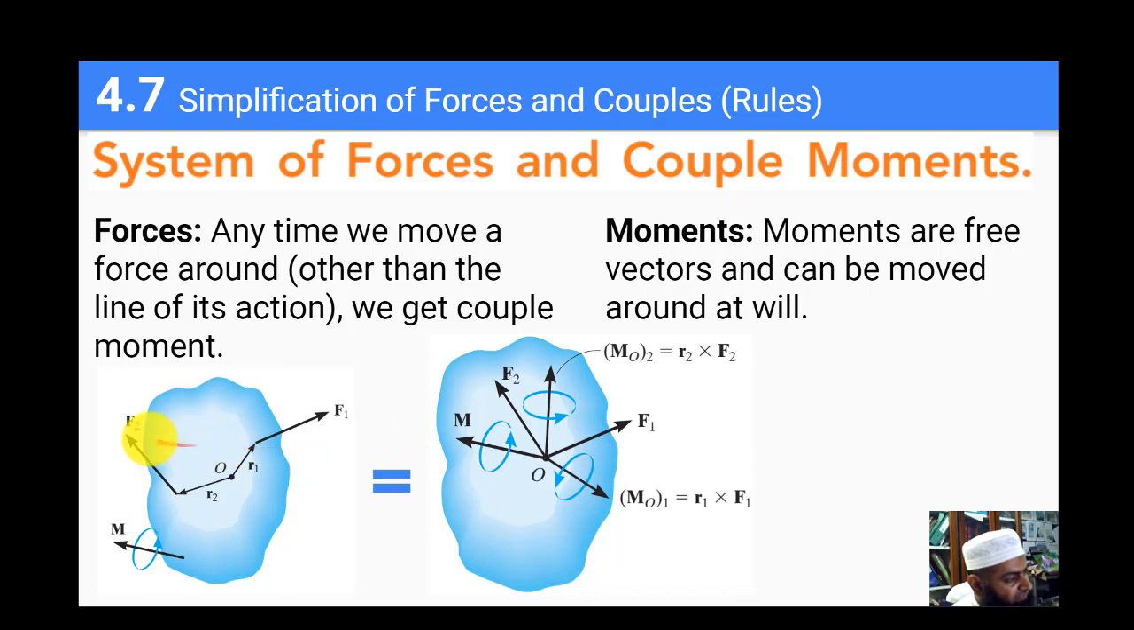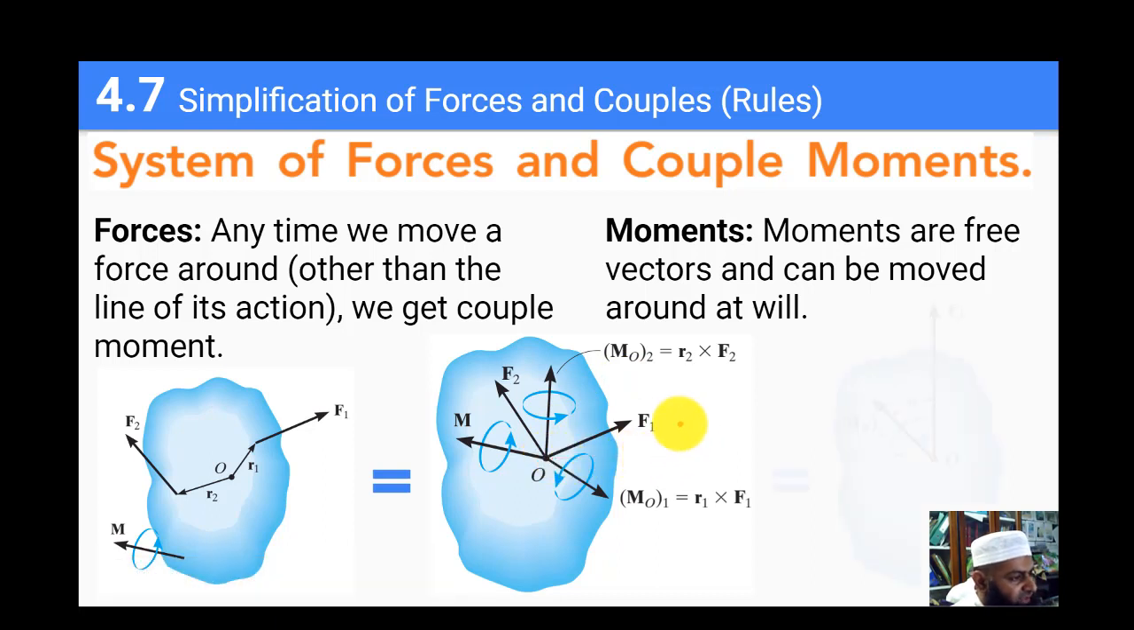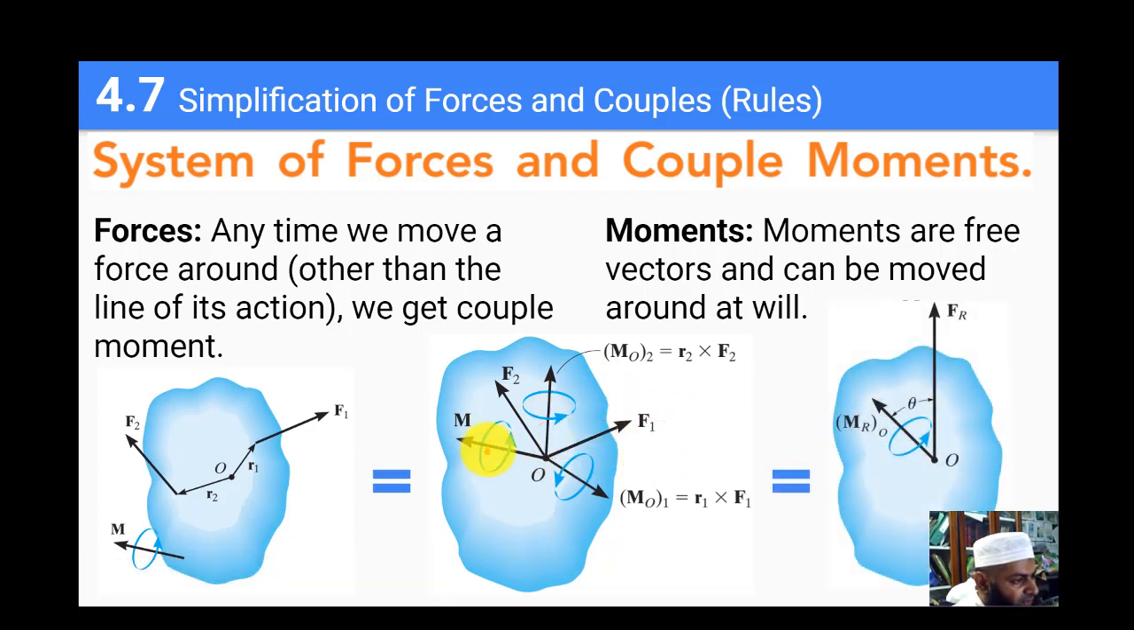Okay, and similarly when we move F2 to this point, we get another couple moment, MO2, which equals r2 cross F2. So now we have all of these forces and couple moments acting at the same point O, and so the next step is very trivial: we sum up all of these couple moments. So the resultant couple moment is the sum of all of these three couple moments, and the resultant force is just a sum of all of these two forces.